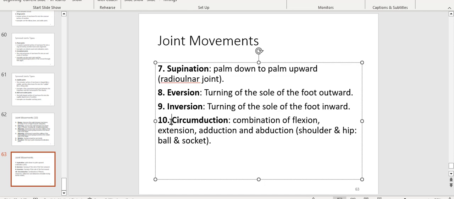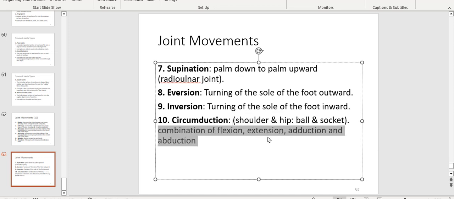Circumduction has to do with ball and socket joints. This one is the hip and the shoulder. You'll see it's a combination of flexion, extension, abduction and adduction. 360 degrees.